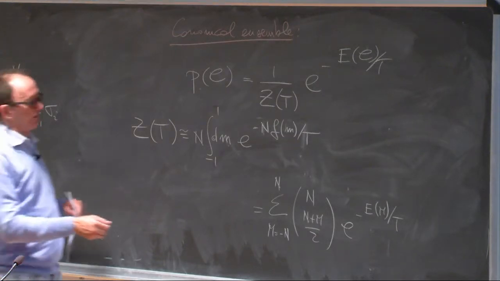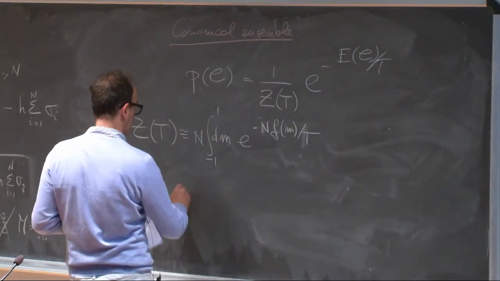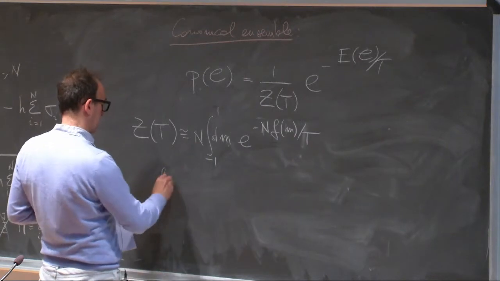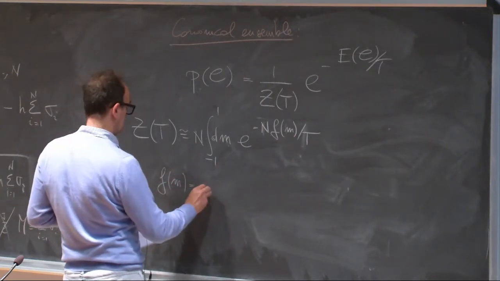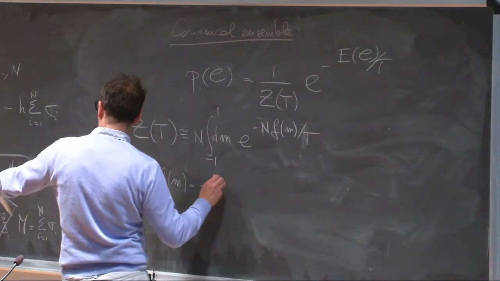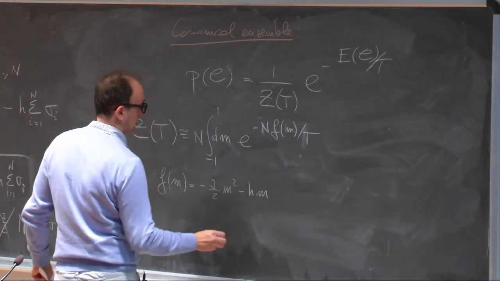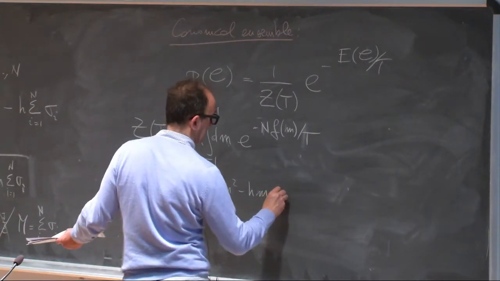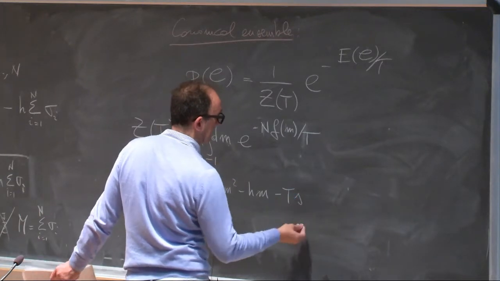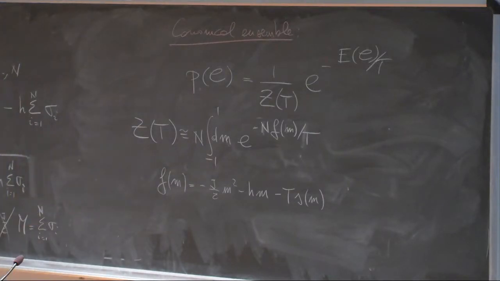So in the end, this f of m is what you read from here: it's minus J over 2 m squared minus h times m, and then there is minus T times the entropy that I wrote before. You remember the one minus m divided by 2 log of 1 minus m divided by 2, minus 1 plus m over 2 log of 1 plus m over 2.